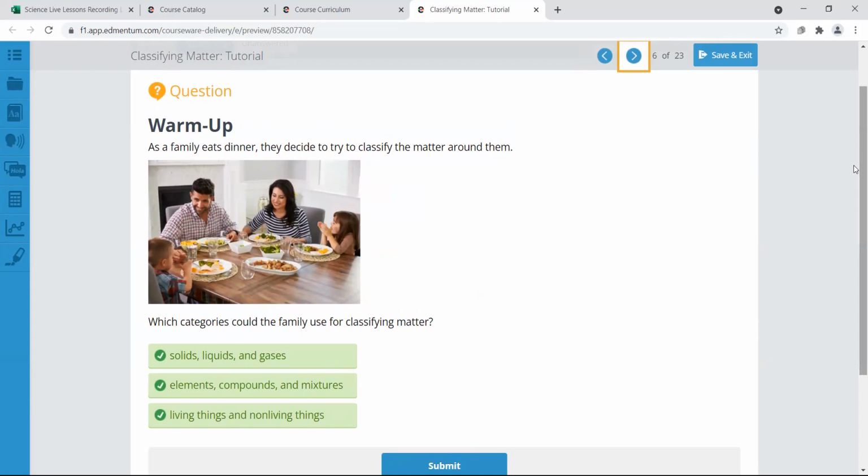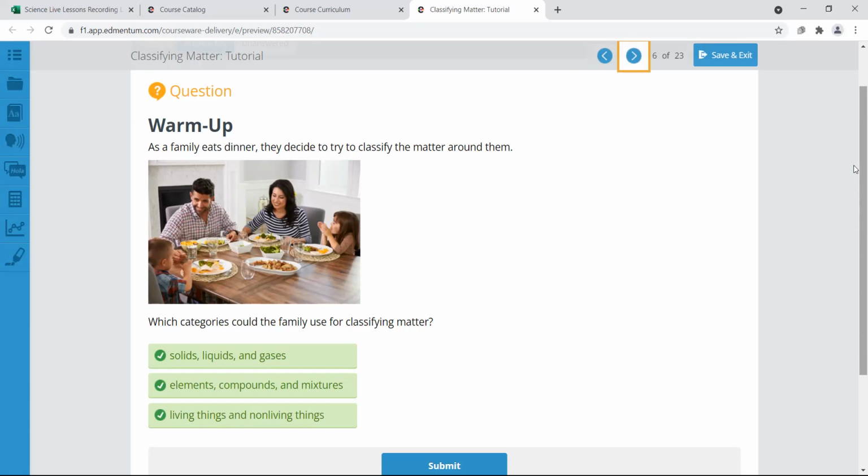It says, as a family eats dinner, they decide to try to classify the matter around them. Okay, so you want to classify things around you. So you're eating dinner and you figure out solid, liquid, gas. So what categories could they use when they're classifying matter? Solids, liquids, gas. Then it says elements, compounds, and mixtures, living things and non-living things. Well, you could use all of those categories because there's living things and non-living things. There's different elements and compounds. There's different mixtures.